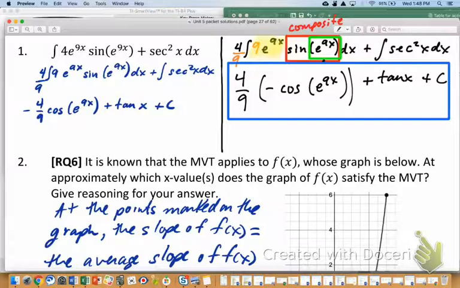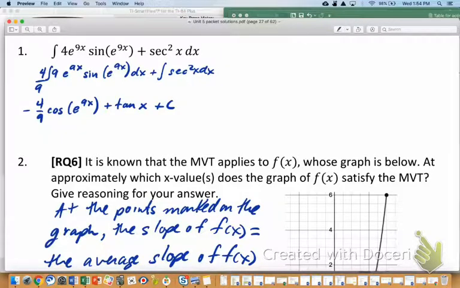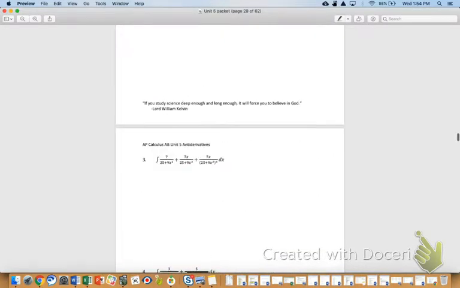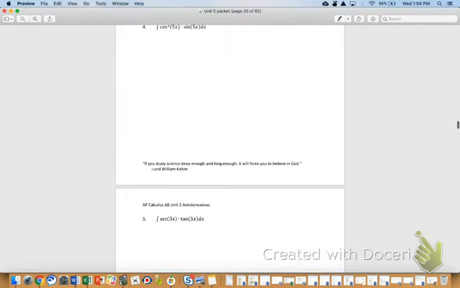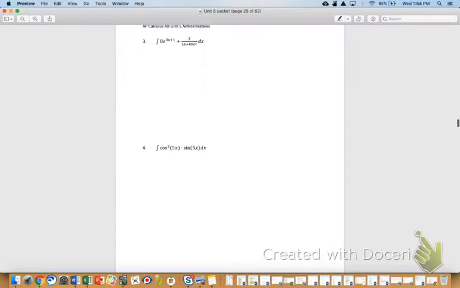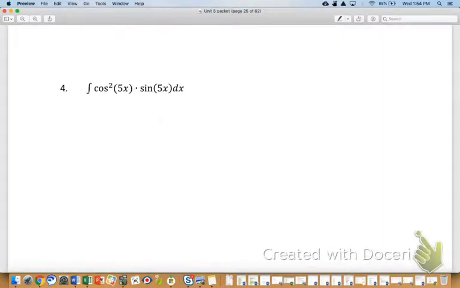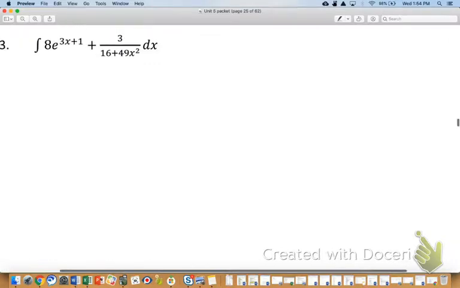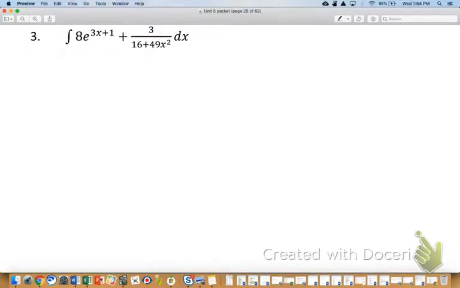Okay. Do you guys have any other questions? Hey, strap it on. Let's go. You guys ready? We're going to do some hardcore antiderivatives. Hey guys, listen, please go back in time. Back one page to number 3. It's right there.